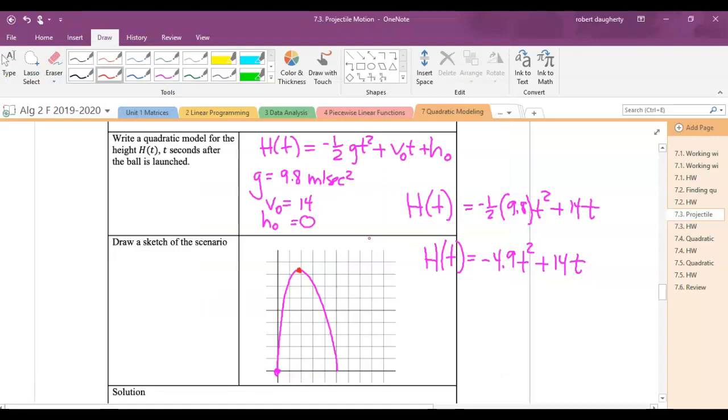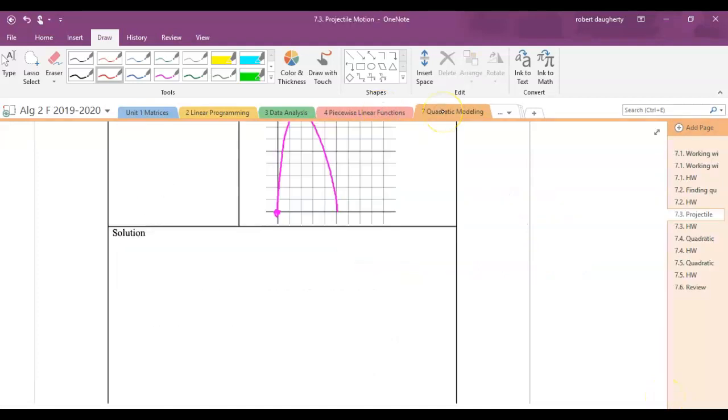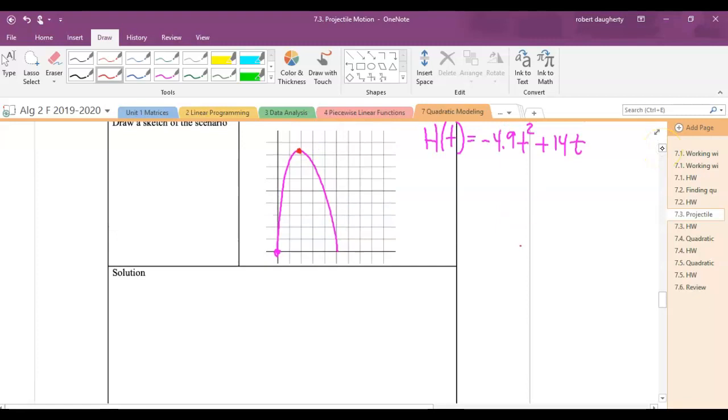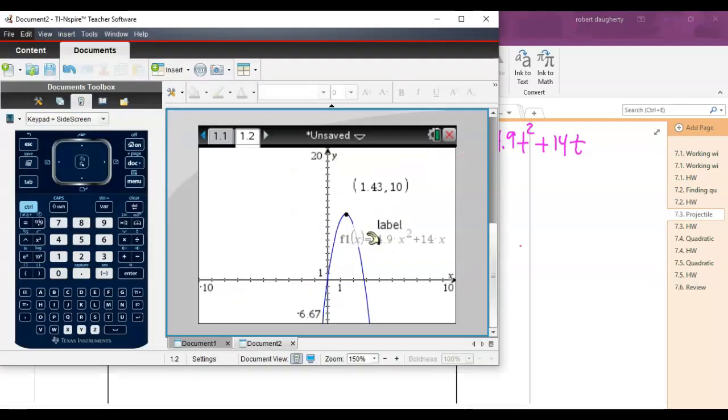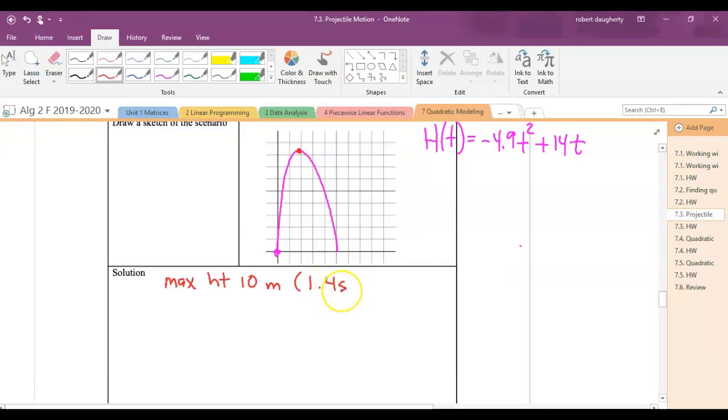So in this case, they asked me what the maximum height was. So the maximum height is 10 meters, and it takes me, what did I say, 1.43 seconds to get there. So you could use the graph to get that information. What's the other way to find a vertex if I'm in this form?